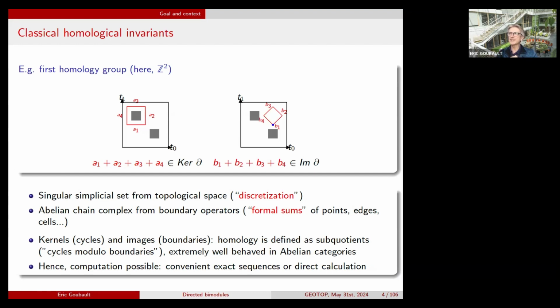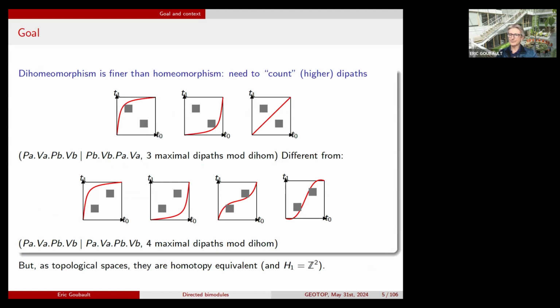And we want to mimic that, but then the problem is that directed homeomorphisms, so homeomorphisms which respect the cones, the future cones, or the subspace of directed paths, are much finer as an equivalence than homeomorphism. And so you cannot count cycles modulo boundaries. You cannot use ordinary homology to classify them. You need to sort of count directed paths and higher directed paths of some sorts.